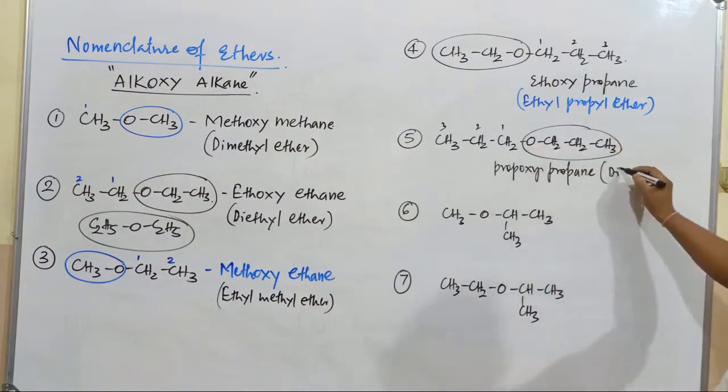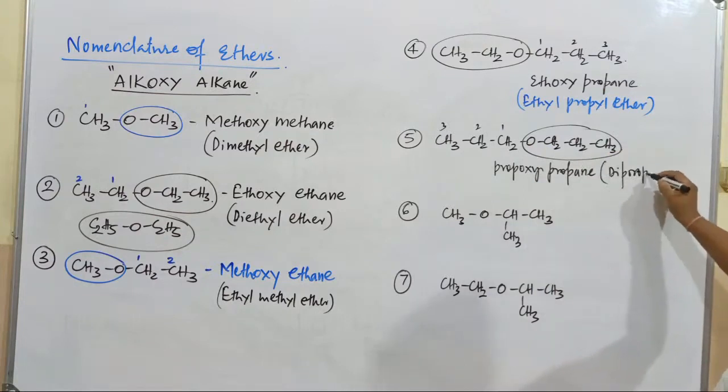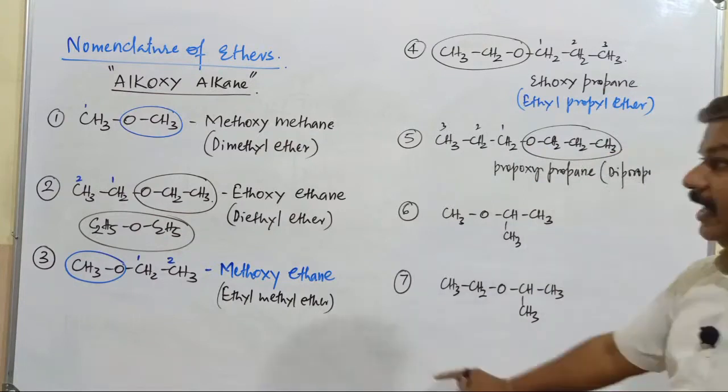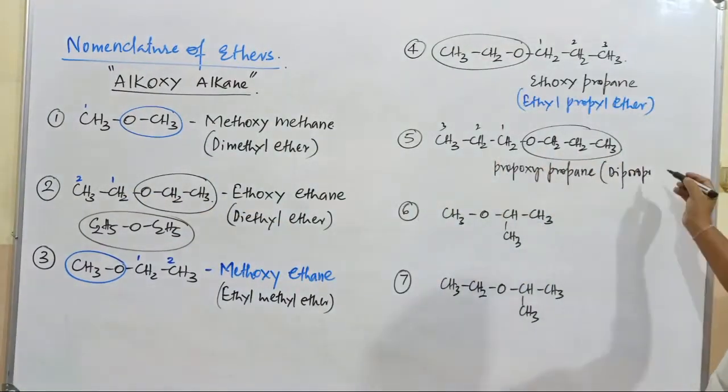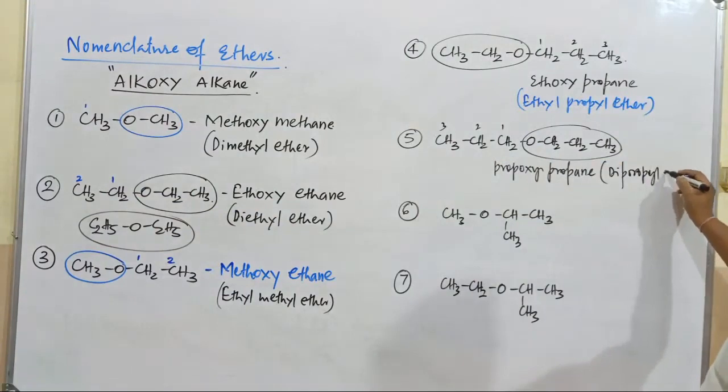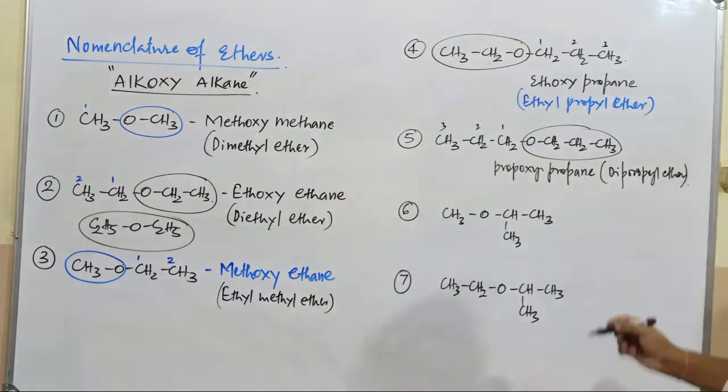It is dipropyl. Dipropyl. Why is it diethyl earlier? Two similar ethyl groups are there. Here two similar propyl groups are there. Dipropyl ether. That is the common name of this compound.